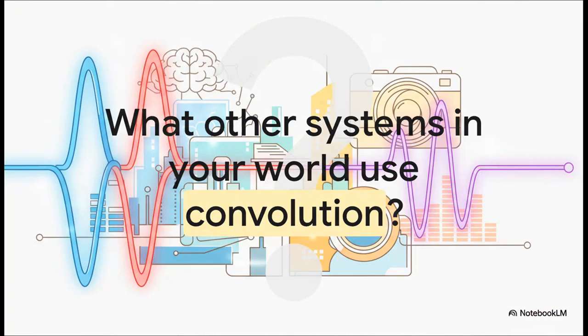So the next time you use a photo filter or hear a cool sound effect in a movie, just take a second. You're not just seeing an effect, you're seeing the output of a system. You're seeing the elegant result of a simple process: reversing, shifting, multiplying, and summing. You are literally seeing convolution in action. So my question to you is, what else around you works this way?